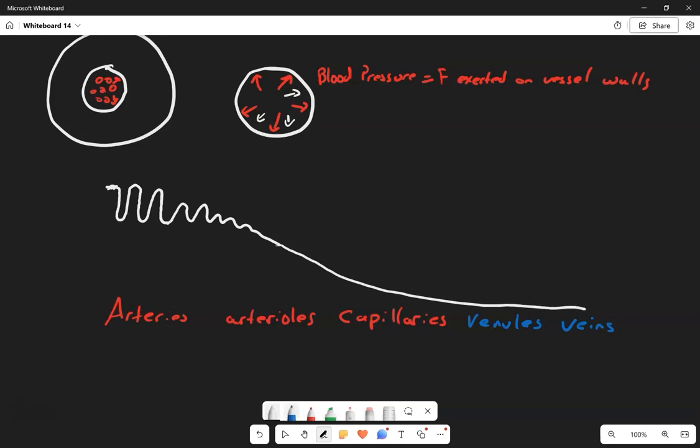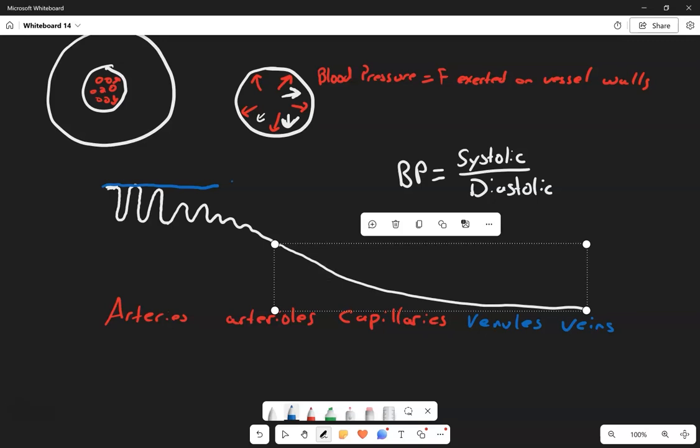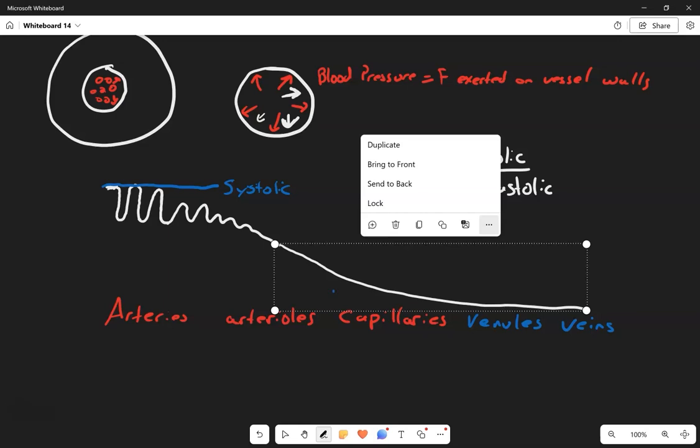Okay, so what we can then measure is this force against that wall. And when we do so, we always measure our blood pressure, our BP, as systolic pressure over our diastolic pressure. The systolic pressure is when the ventricle is actively pumping that blood into the arteries, during ventricular systole. So this is my systolic pressure.